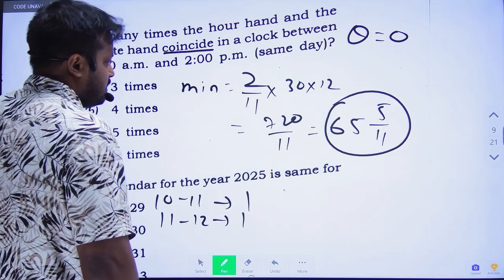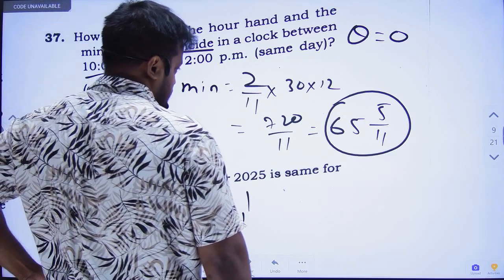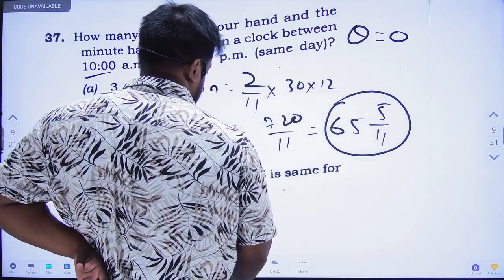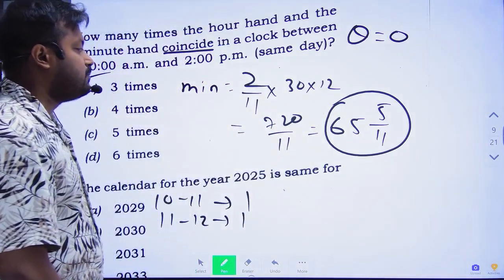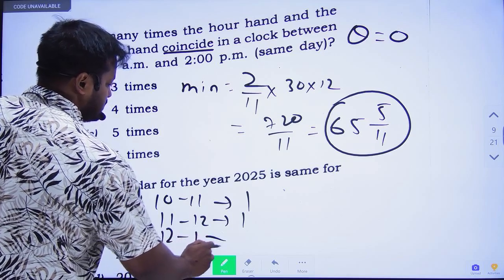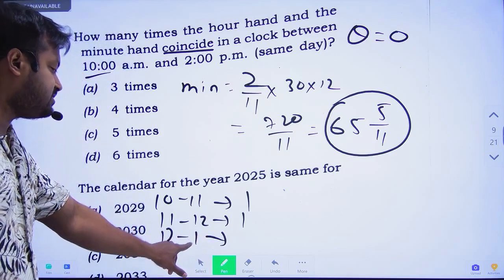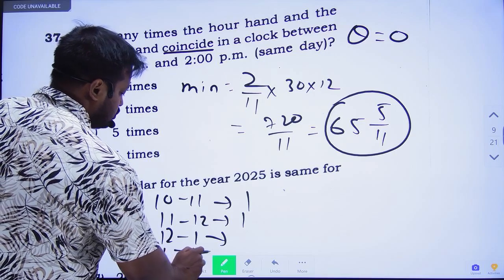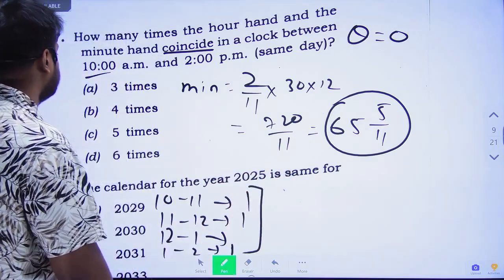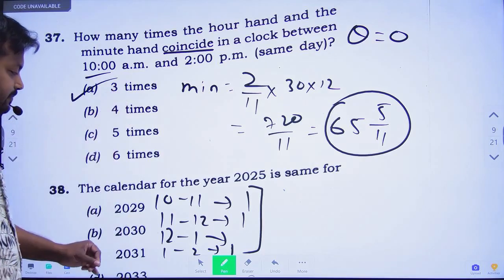Fine. So from 12 to 1, the coinciding will not happen within 60 minutes. It will happen from 1 to 2, once. So 1, 2 and 3, so total 3 times. Option A is correct.